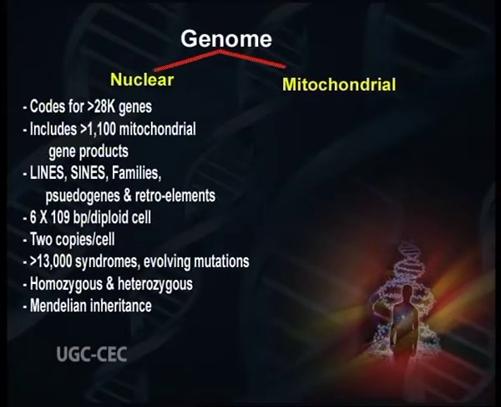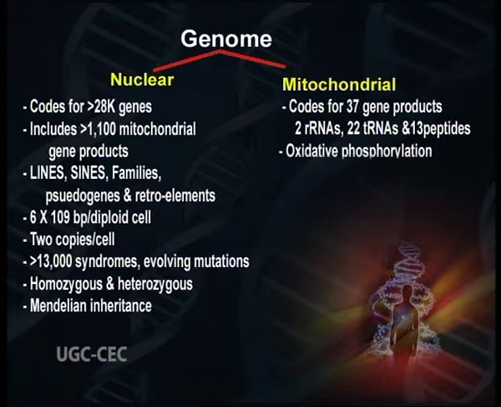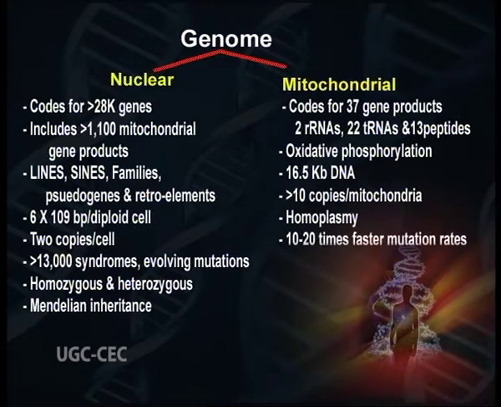Mitochondria, on the other hand, code for about 37 gene products, which include 2 ribosomal RNAs, 22 tRNAs and 13 peptides which are intimately associated with oxidative phosphorylation, or the respiratory processes happening within the mitochondria. The mitochondrial genome is approximately 16.5 kilobases in size, and each mitochondrion may have more than 10 copies of the DNA. At the same time, each cell can have 50 to 1000 copies of mitochondria, thereby contributing significantly to the bulk of the DNA in a given cell.